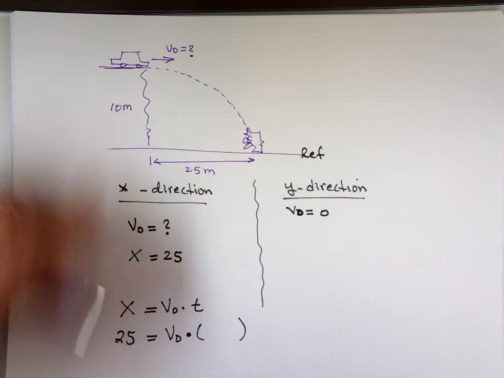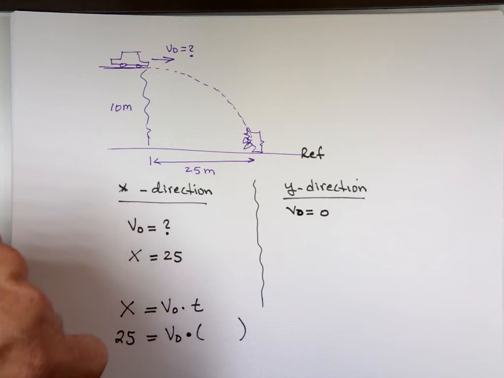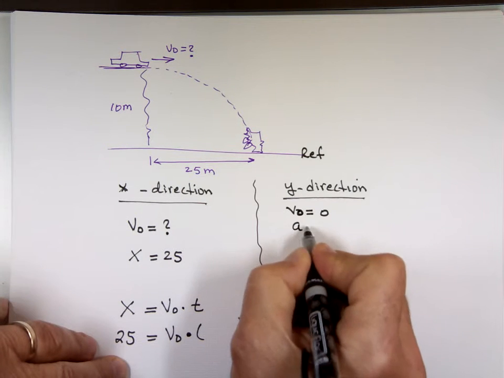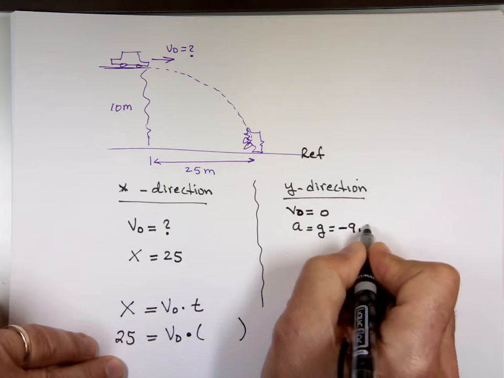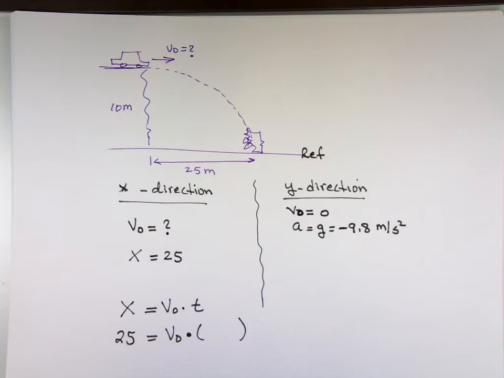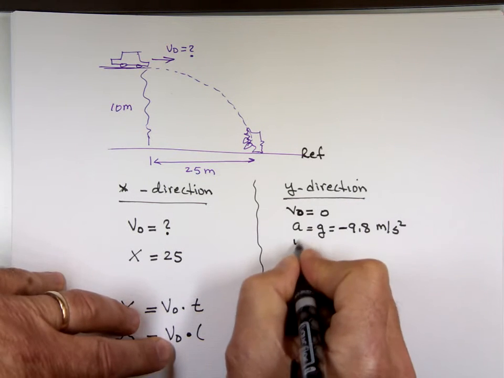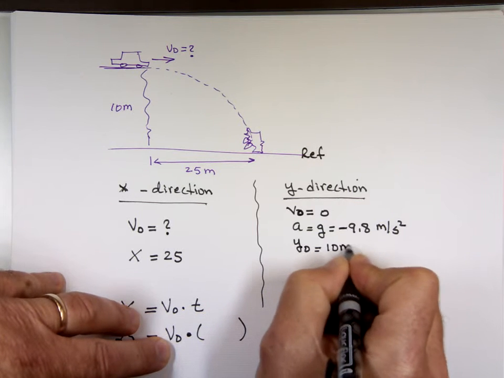Once the car leaves that road and it's in the air, what's pulling on it? Gravity. So the acceleration equals gravity, and I'm using down as negative. What else do we know? What was the initial height of the car? 10 meters. What was the final height of the car?